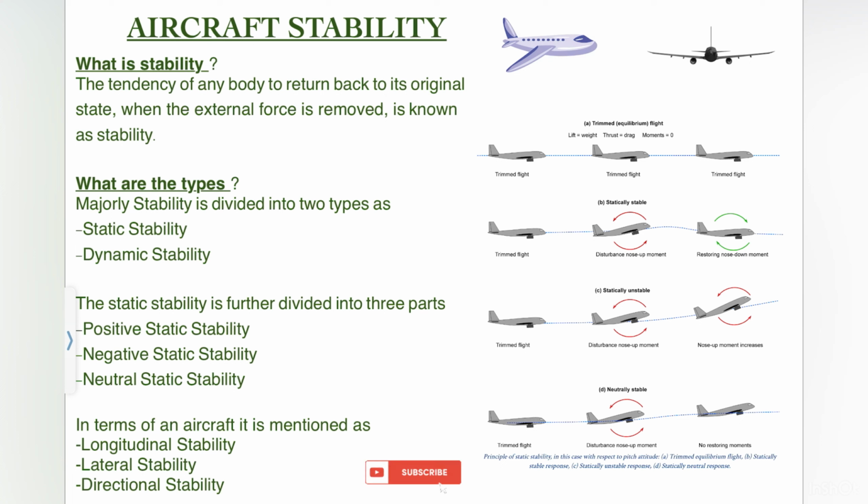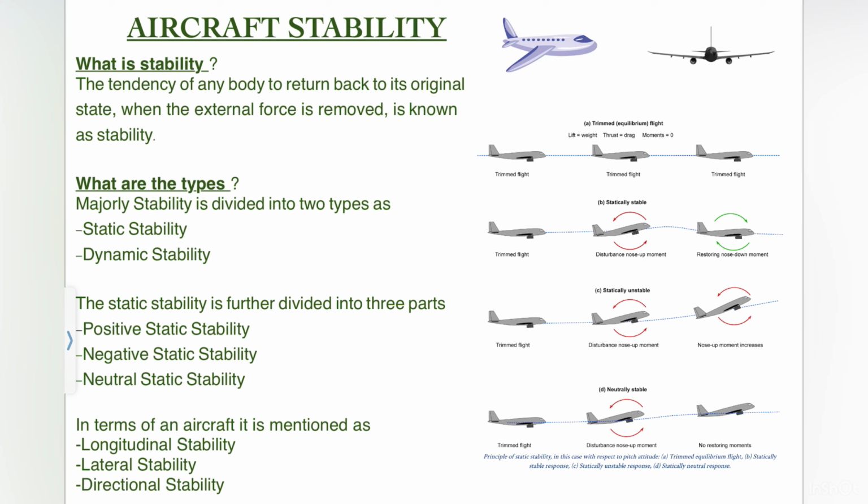Let's take an example. Let's say this aircraft is doing a straight and level flight, going in a single trajectory, and some gust of wind comes in. Because of the gust of wind, the aircraft nose pitches up. With time, when the gust of wind has gone, the ability of the aircraft to come back to its original trajectory and continue on it is known as the aircraft having a positive static stability.